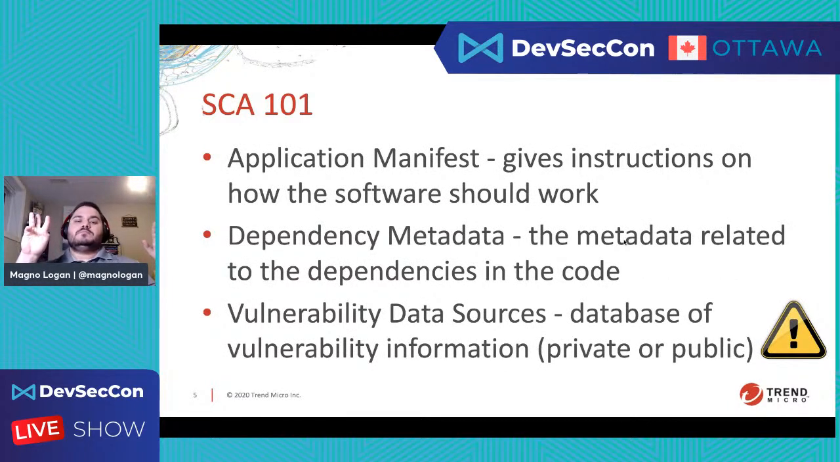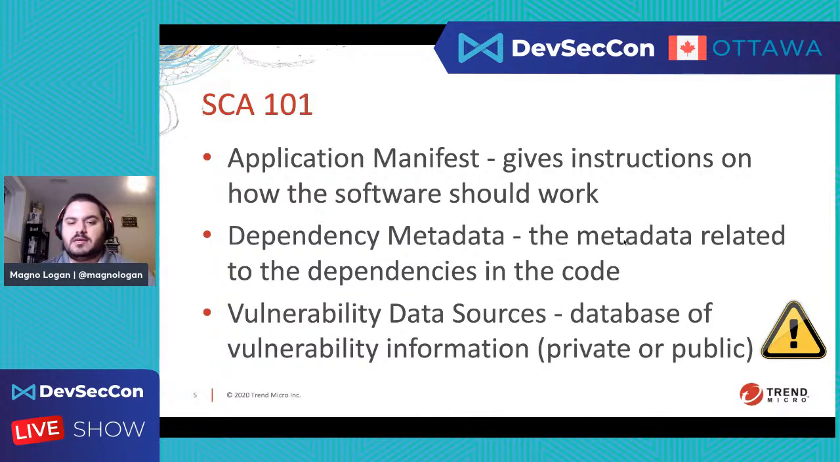Okay, so to build a tool or a solution to do SCA scanning, software composition analysis, I need at least three things, right? I need an application manifest, giving me instructions on how the software should work, how I can build it, and how I set it up. But I also need other information, which might be together with the application manifest and sometimes can be a separate file, which we call the dependency metadata.